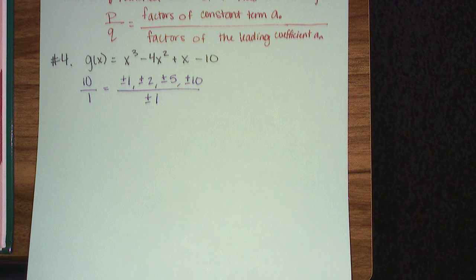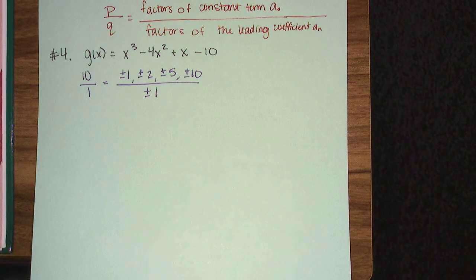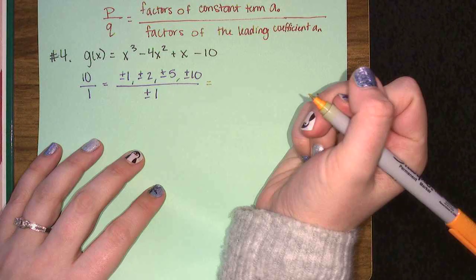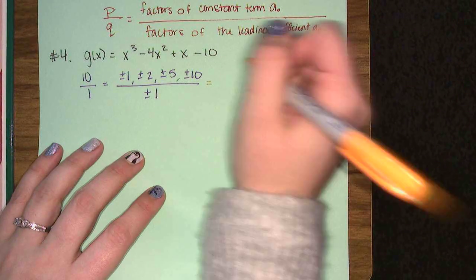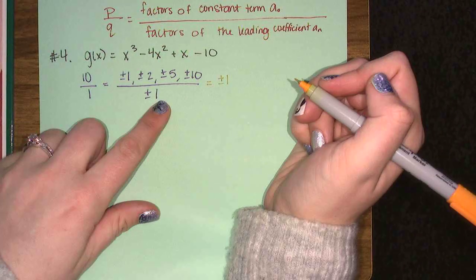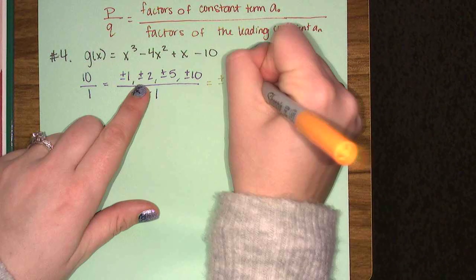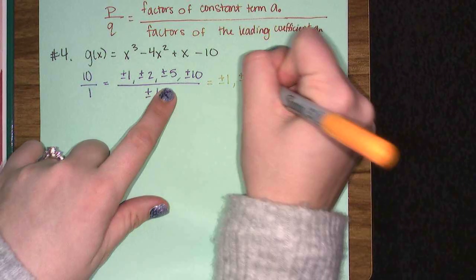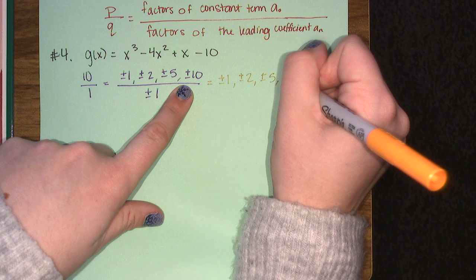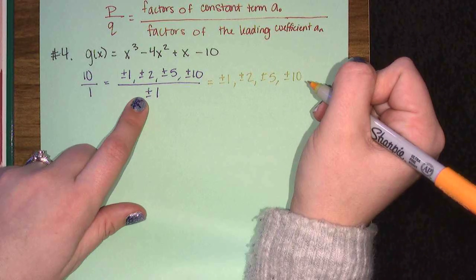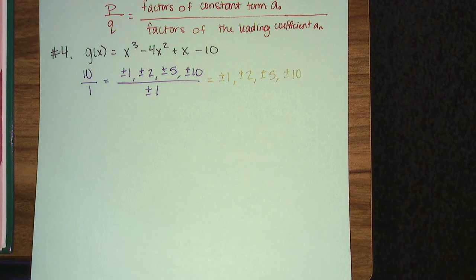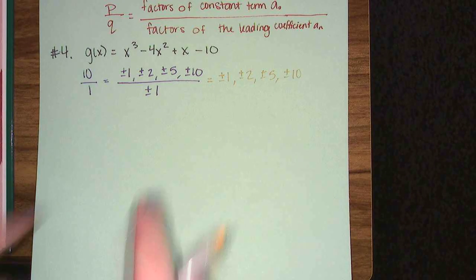So I'm going to switch colors again. So all possible ones, can y'all see the orange? Plus or minus 1, so 1 over 1. Plus or minus 2, because it's over 1. Plus or minus 5, because it's over 1. And then plus or minus 10, because it's over 1. So in this case, there are 8 possible zeros total, because you have the plus and minus. Because at some point, this isn't going to be a 1 down here.